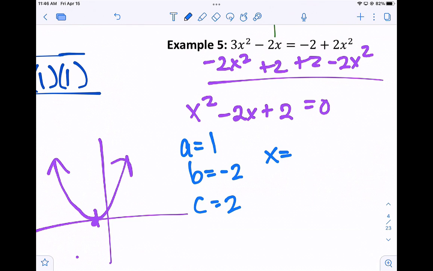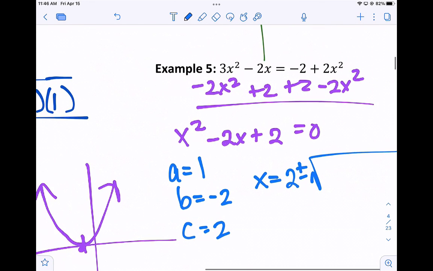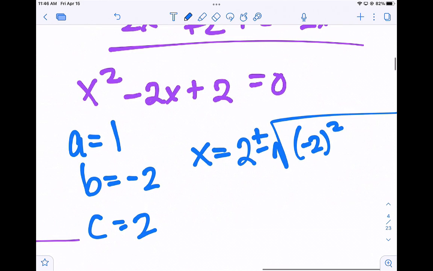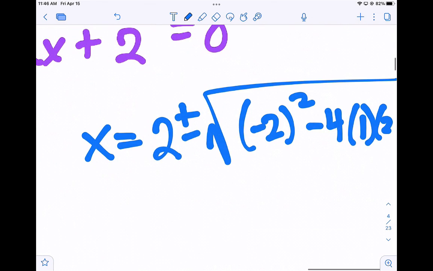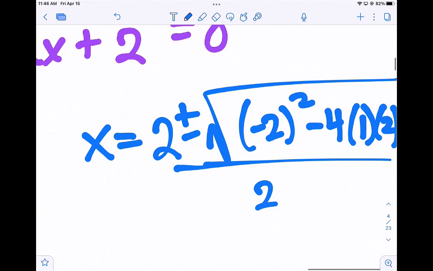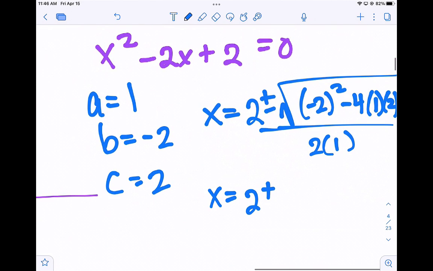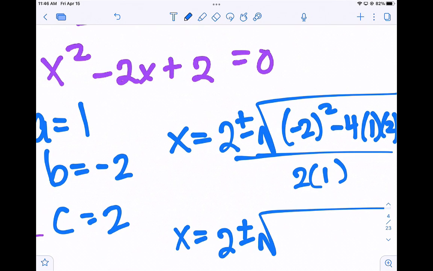So x equals opposite b. The opposite of negative 2 is 2, plus or minus the square root. Now we'll have to put the negative 2 in parentheses because when we square it, that tells our calculator to square the negative 2. Minus 4 times a times c. I'll try to squeeze that 2 in there. All over 2a. Okay, we'll solve. X equals 2 plus or minus the square root. You can just type this in. This is 4 minus 4. So here we get a negative. So this will be 4 minus 8, which is negative 4 over 2.